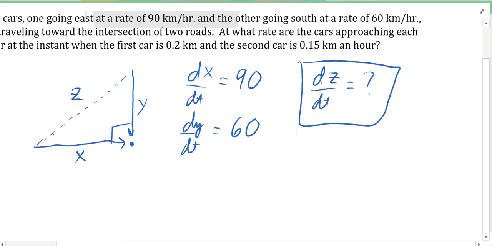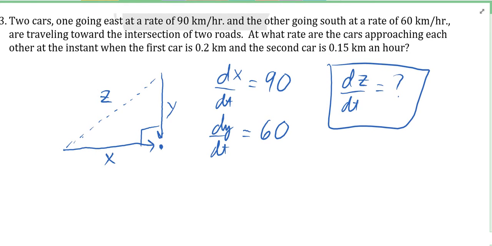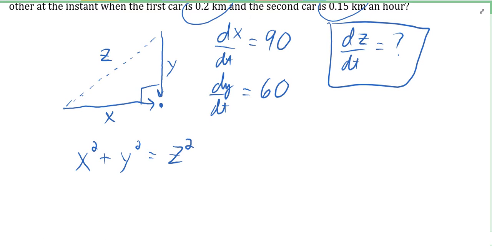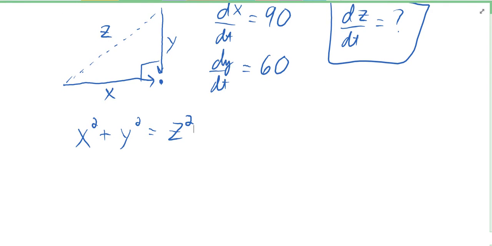Cool. And they also happen to tell us that the first car is 0.2 kilometers away and the second is 0.15. So we're going to need those after we do the derivative and start plugging stuff in. Okay? So we need to link x and y to z, and that's just the Pythagorean theorem. Notice we're not doing any kind of trig in a question like this because we don't talk about the angle at all, right? There's no angle rate of change for us to talk about, so we use Pythagorean theorem instead of trig. And then we're just going to derive it. And we've done this before.